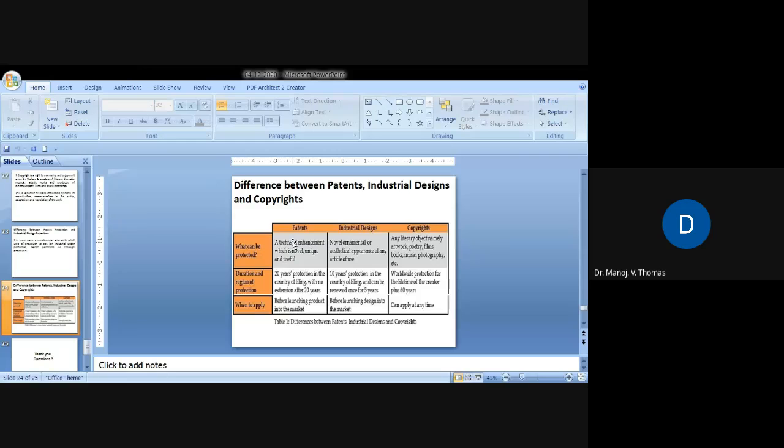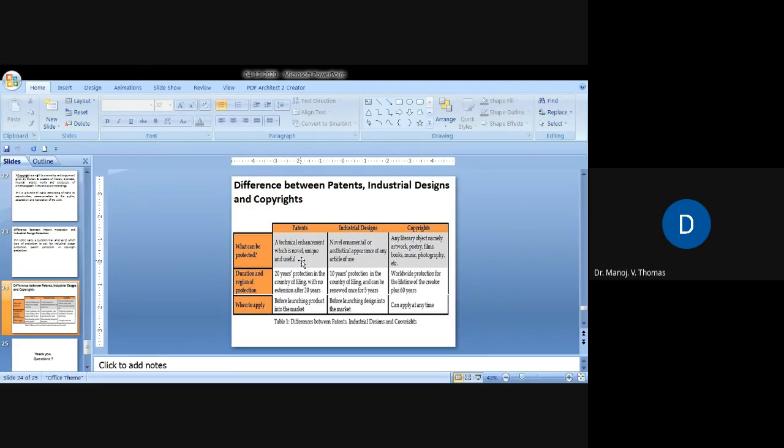Under patents, a technical enhancement which is novel, unique, and useful. So a technical invention. Say, for example, a new processor, a new memory technology, or some new technological advancement. Even algorithms you can patent, not as such, but the individual steps in the algorithm you can patent. So that is what can be protected under patents, a technical enhancement which is novel, unique, and useful.